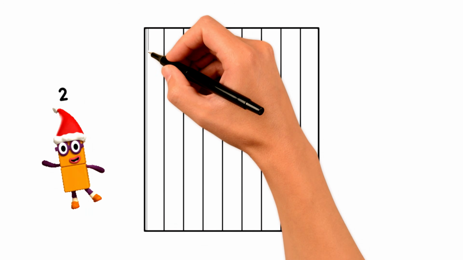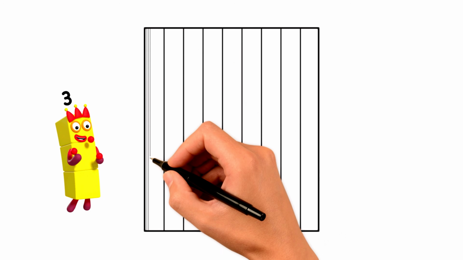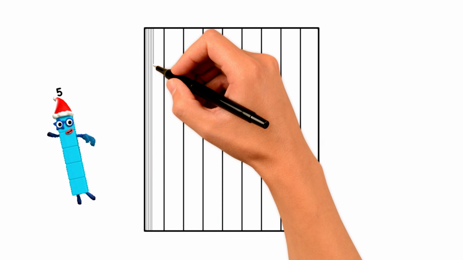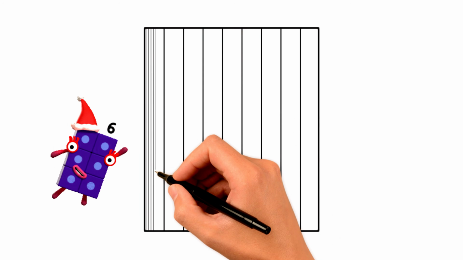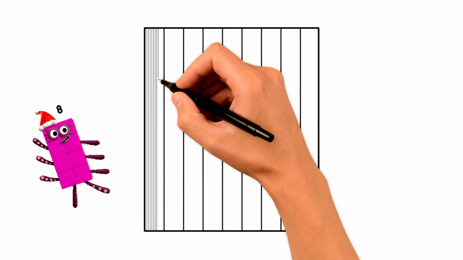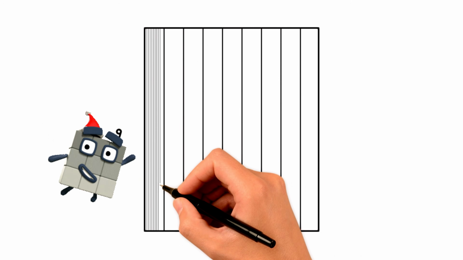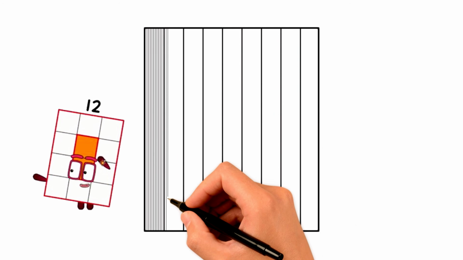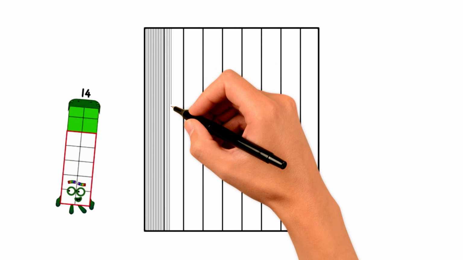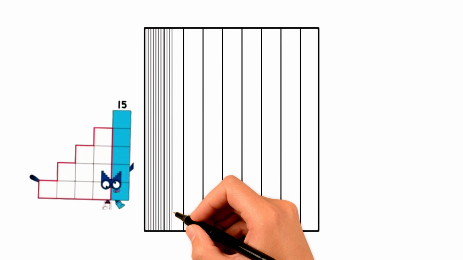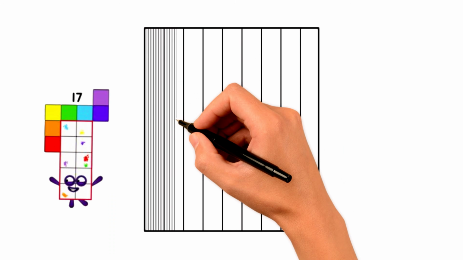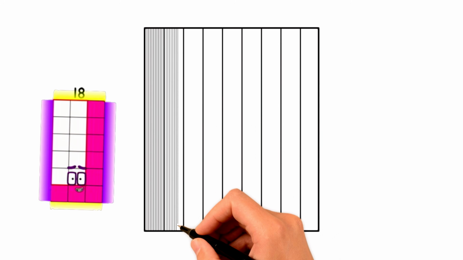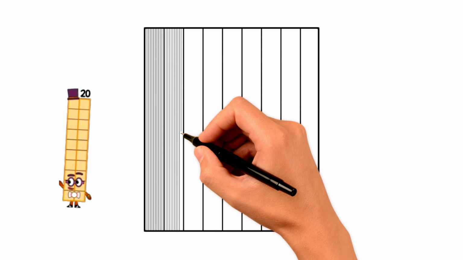Now, draw 90 vertical lines inside. 1, 2, 3, 4, 5, 6, 7, 8, 9, 10, and so on up to 20.